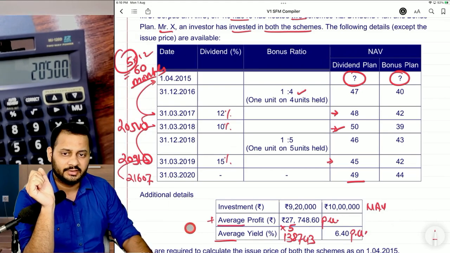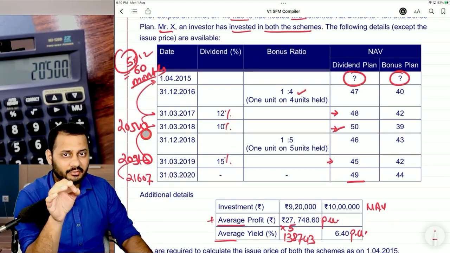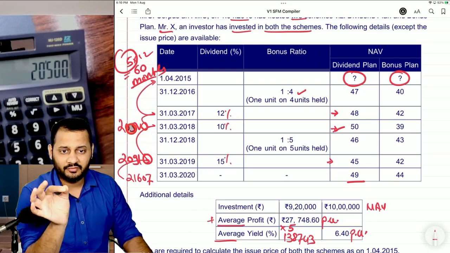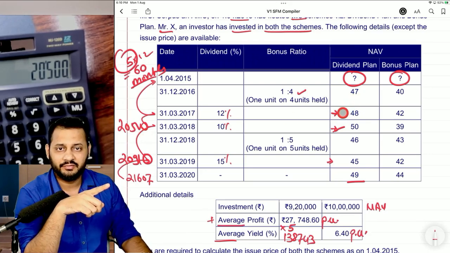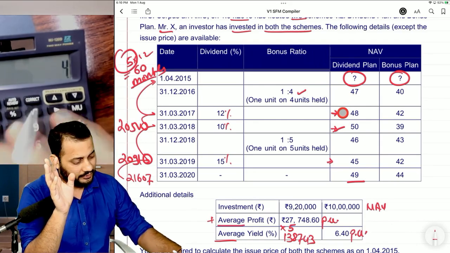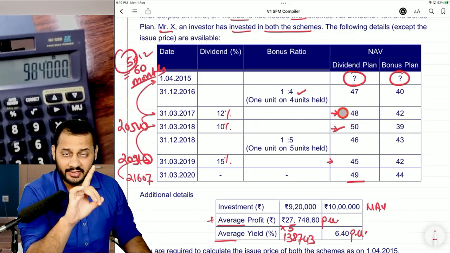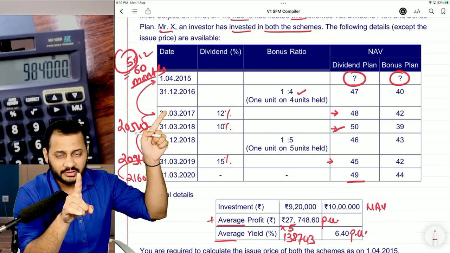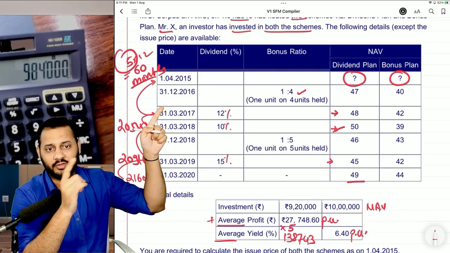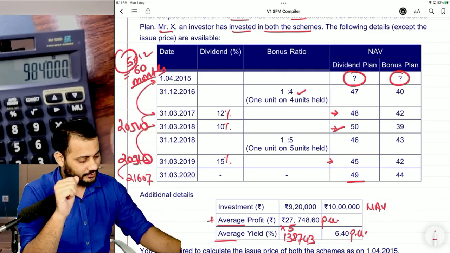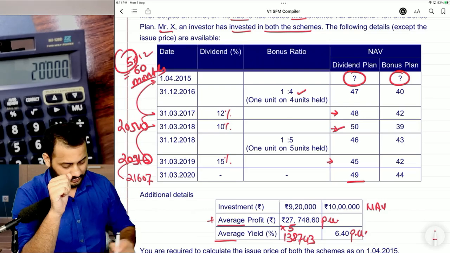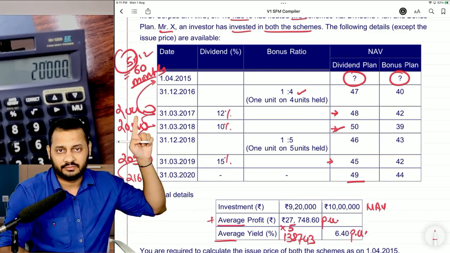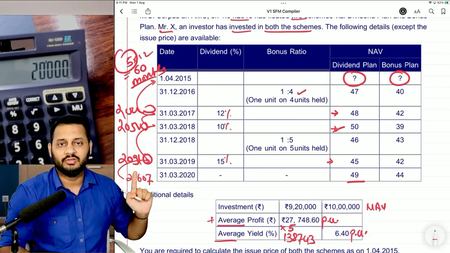At this place, now 20,500 becomes the closing units for the previous calculation. So 20,500 multiplied by the previous NAV, which is 48. Now divided by 10 rupees, the face value, multiplied by 12%, that means 1.2 rupees, plus NAV, which is 48. 1.2 plus 48, that is 49.2. So the answer is 20,000. Opening units are 20,000. This is how you solve this entire equation.